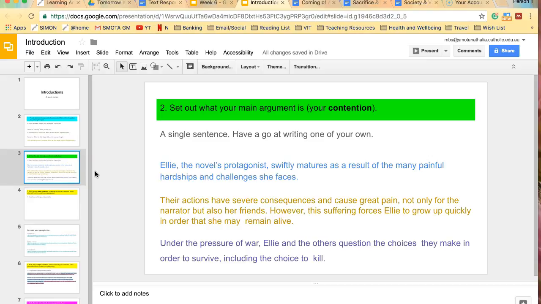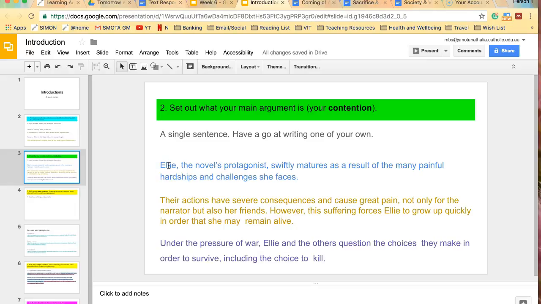The following sentence is your contention. Now this one you'll have to think about a bit more because it depends on what your prompt is. If your prompt is about how characters are coming of age, then you need to make an argument about how not just Ellie, because the question you have says many characters, you have to talk about how the characters either do or don't come of age in this book because of the experiences that they have.